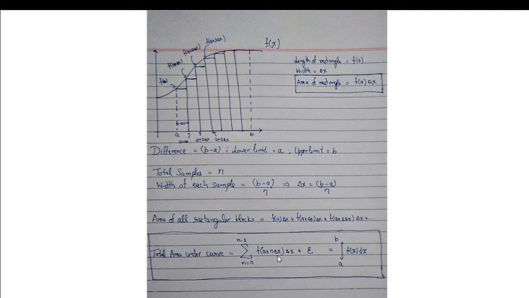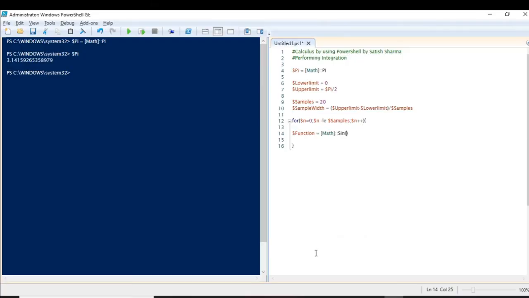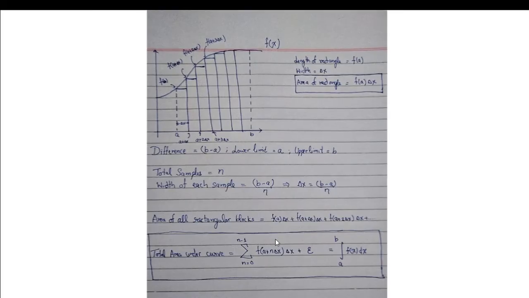And here, n is what? Number of samples. Delta x is the width. So what we have to do here is enter the initial value, that is the starting value, the lower limit, then plus n into delta x, where n is the sample number and delta x is the sample width. So this will be this value, f of a plus n delta x.